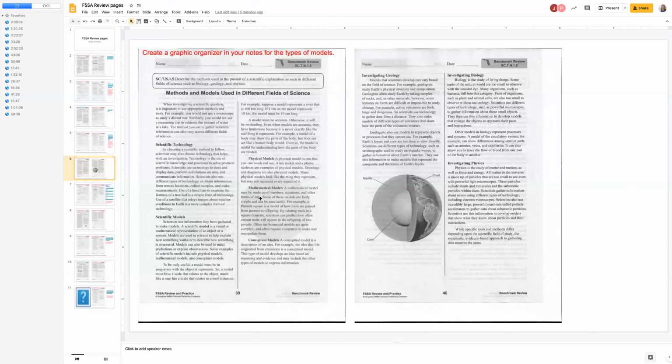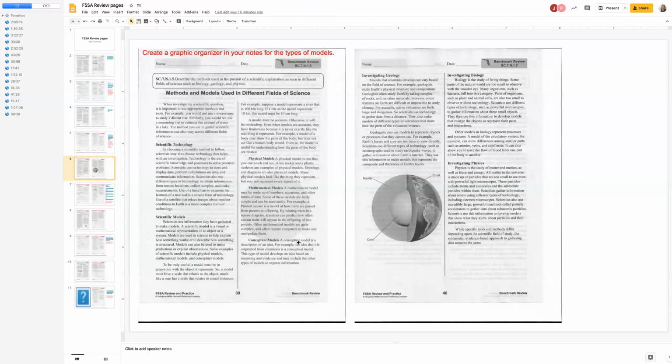Mathematical models. A mathematical model may be made up of numbers, equations, and other forms of data. Some of these models are fairly simple and can be used easily. For example, a Punnett square is a model of how traits are passed from parents to offspring. So that's a good model that you should write as an example for mathematical models. By relating traits in a square diagram, scientists can predict how often certain traits will appear in the offspring of two parents. Other mathematical models are quite complex and often require computers to make and manipulate them.